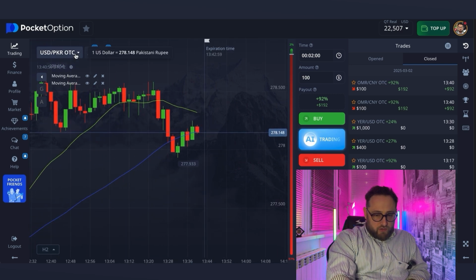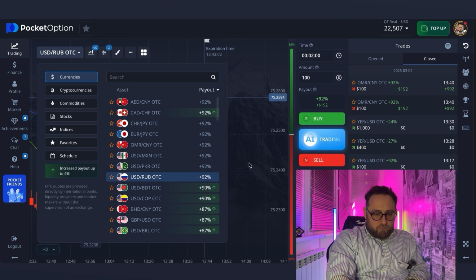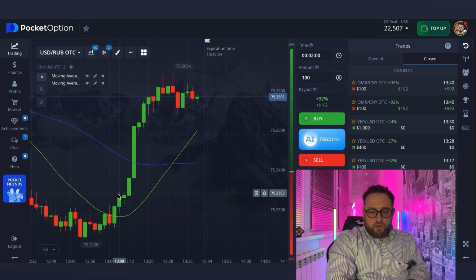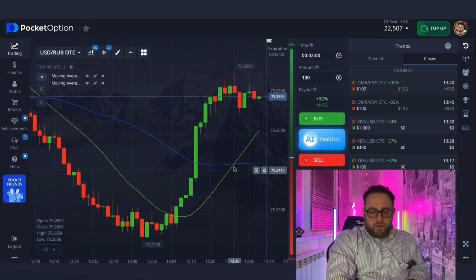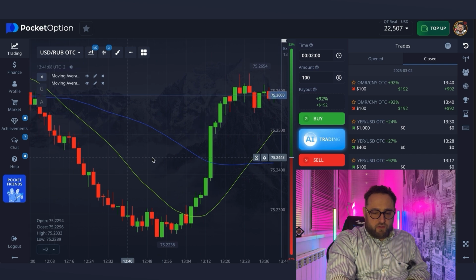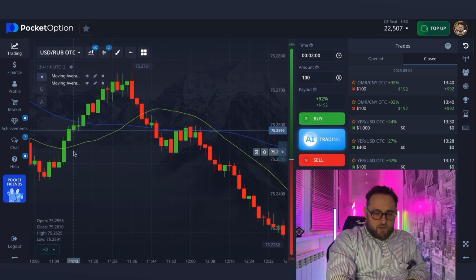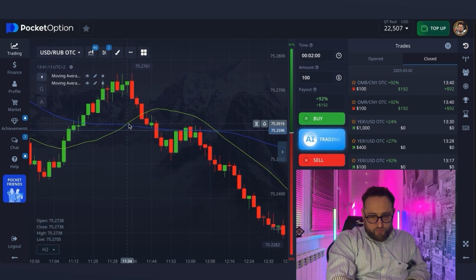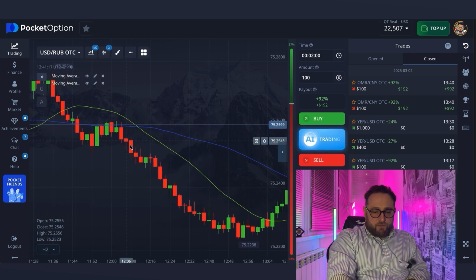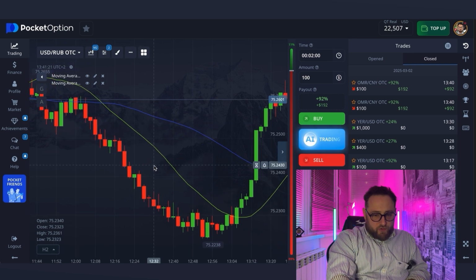Let me check. Here is a great example. We've had an uptrend, then a crossover, and after that the trend dropped. You see, it dropped significantly. That was a clear trend, and this is a clear trend reversal.